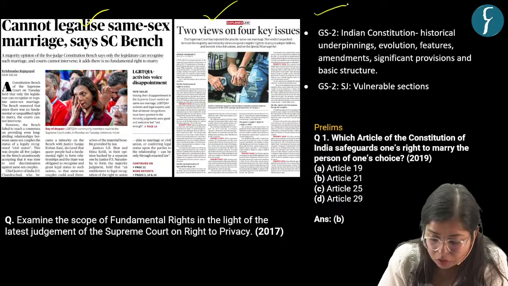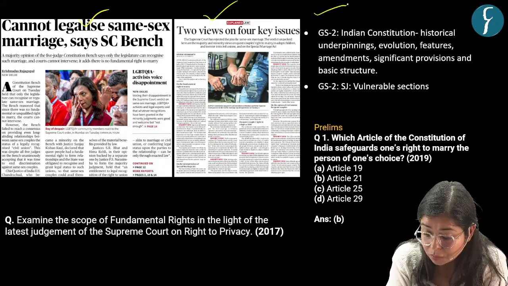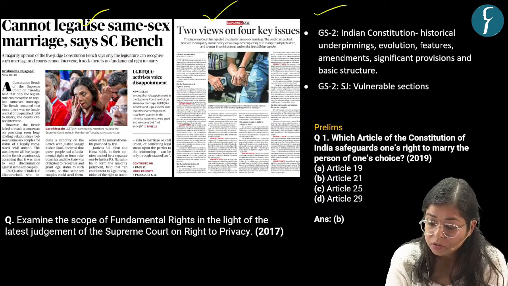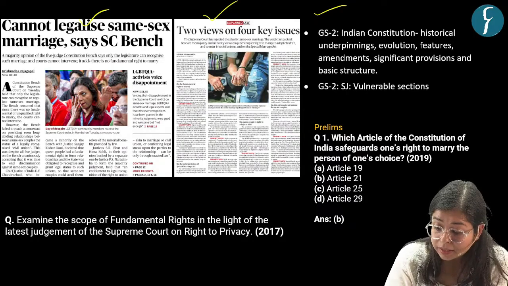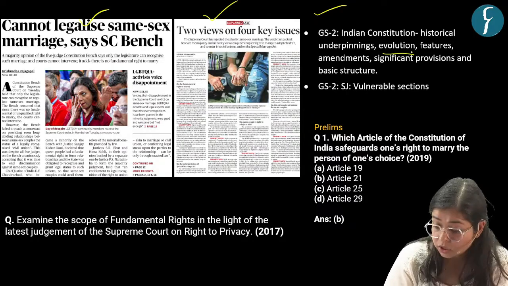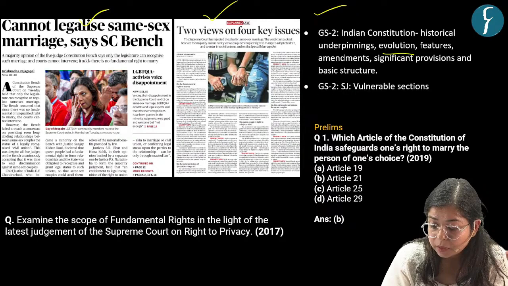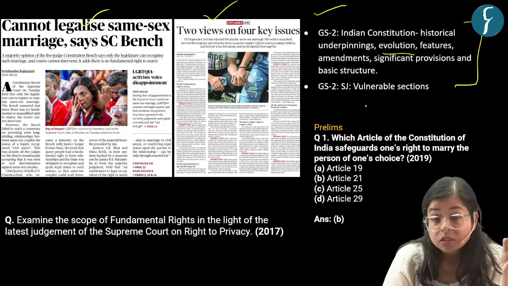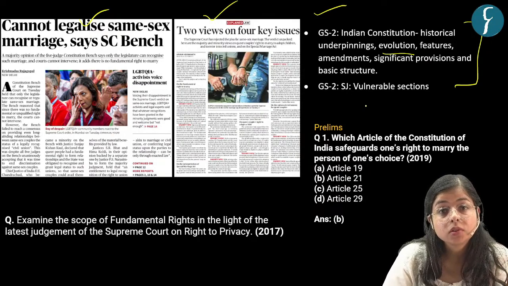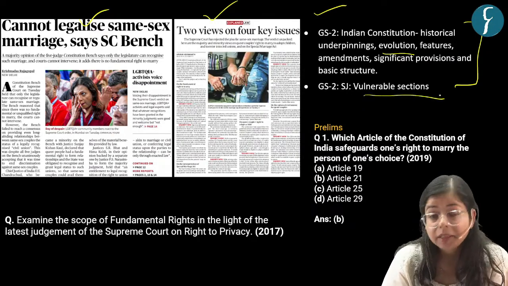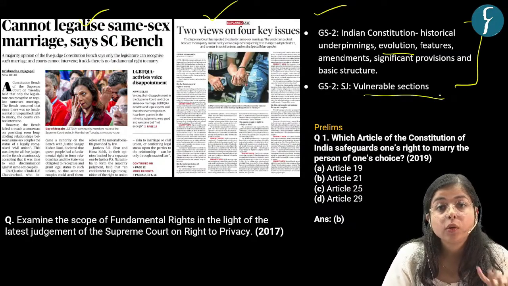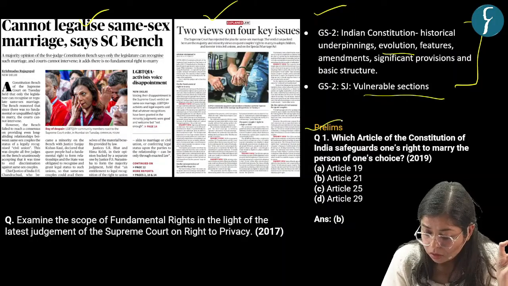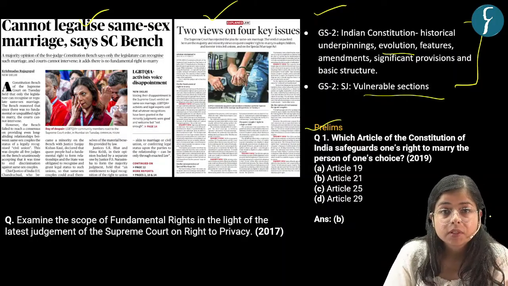Now, this topic of legalizing same-sex marriage is important for our GS paper 2 under the syllabus head Indian Constitution, its historical underpinnings, the evolution of the Constitution, features, amendments, significant provisions and basic structure. This is also important for our GS paper 2 social justice under the vulnerable sections, as we know that the LGBTQ community or transgenders are vulnerable sections. Now, based on these broad themes, we have seen many questions.